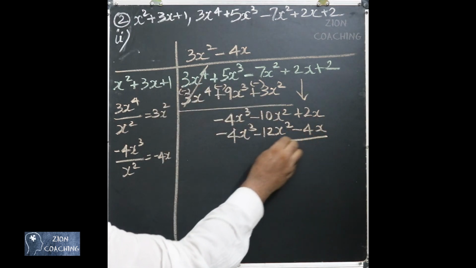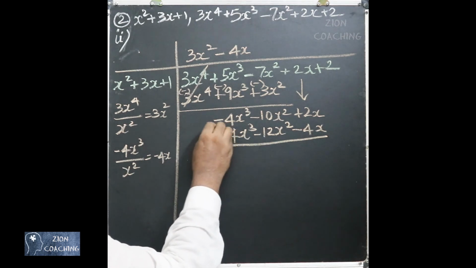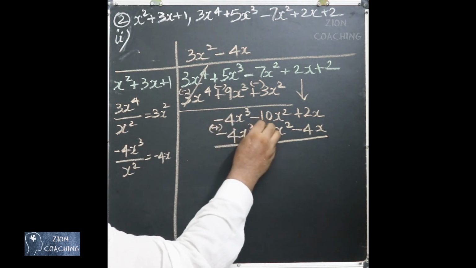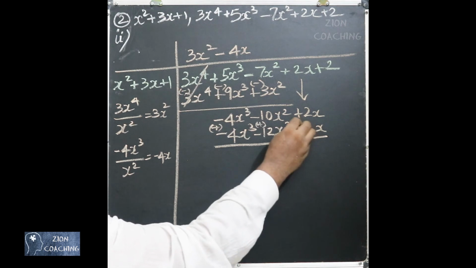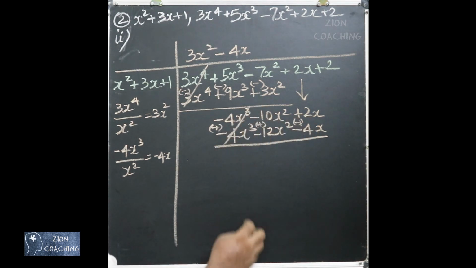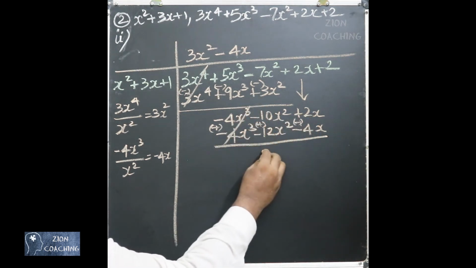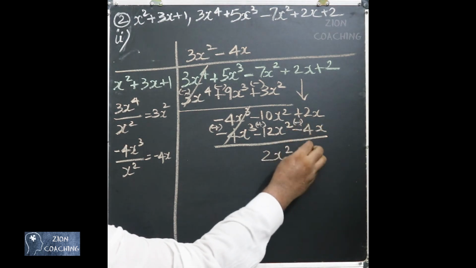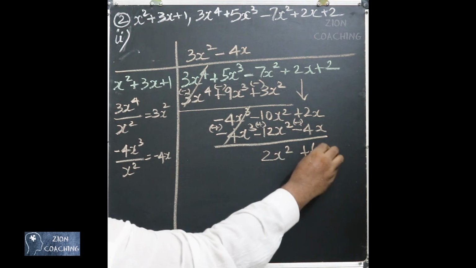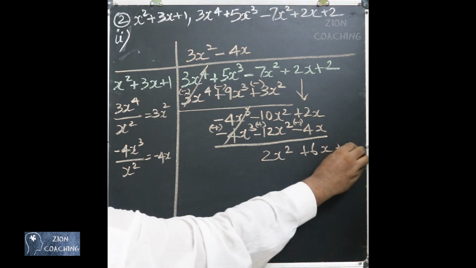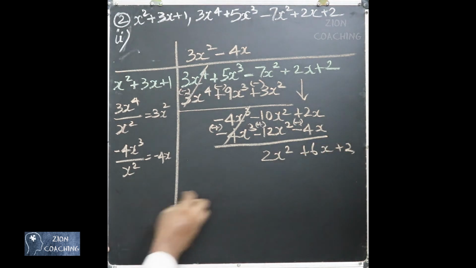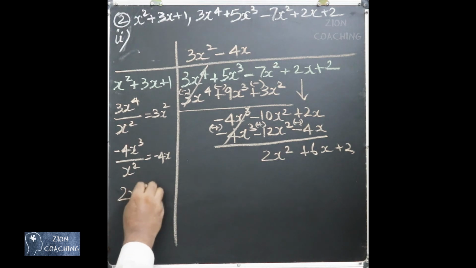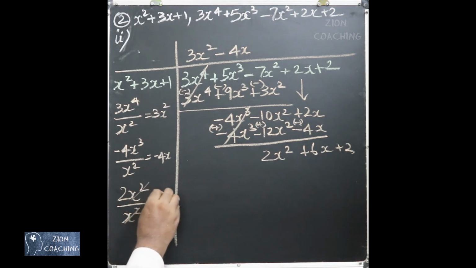We are going to subtract, that is, we are going to change the symbol and add. This will get cancelled. Minus 10 plus 12 is going to be 2x squared. Plus 2 plus 4 is going to be plus 6x plus 2. Now we have 2x squared here divided by the first term here, that is x squared. X squared and x squared will get cancelled. We will have 2.